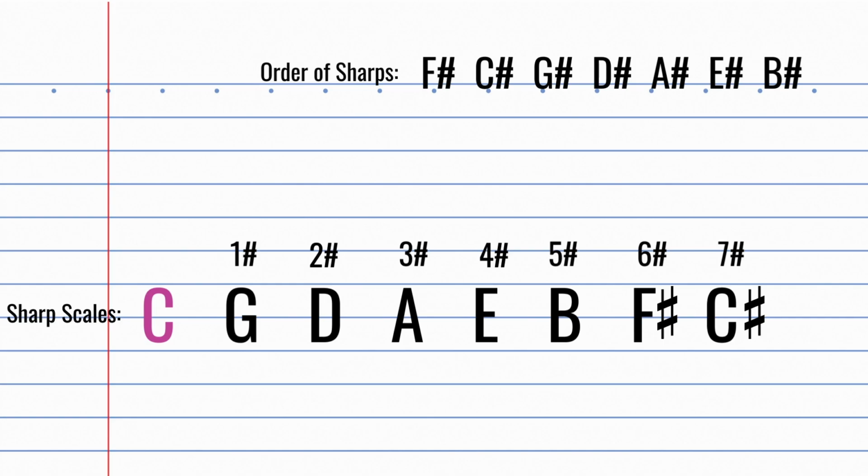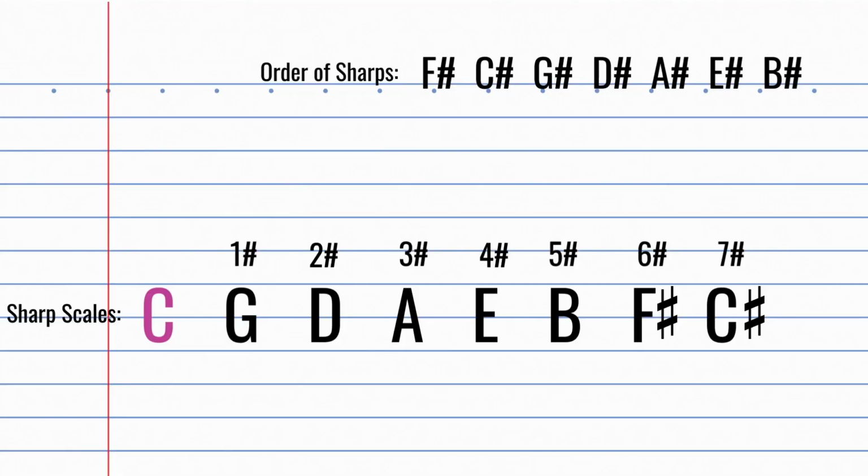So this is, like I said, all brute memorization. But let's quickly go to the sharp keys. There are 7 sharp keys you've got to memorize. The order of the sharp keys is G major, D major, A major, E major, B major, F sharp major, and C sharp major. However you remember that, it's all memorization. And above, here's the order of sharps as they appear in those sharp keys.